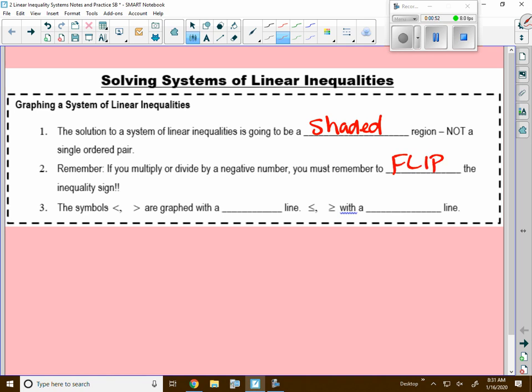Right? There's symbols that are just less than and greater than. What type of line do we draw with those? Dotted. Okay, remember, if it has the line under it, like less than or equal to, greater than or equal to, that's a solid line. So just less than, greater than, dotted. If it has the bar underneath, then it'll be a solid line.